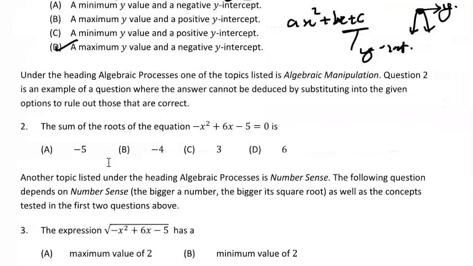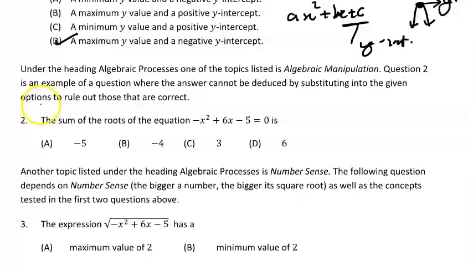Alright, in the next question it says, under the heading algebraic processes, what are the topics listed in algebraic manipulation? Question 2 is an example where the answer cannot be deduced by substituting into the given options to rule out those that are incorrect. The sum of the roots of the equation. What are roots? They want us to add up the x-intercepts. So we need to be able to factorize this quadratic.